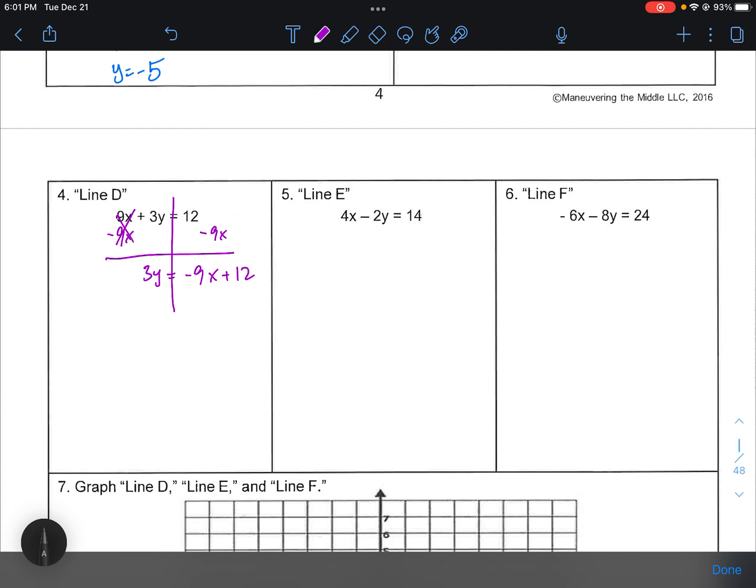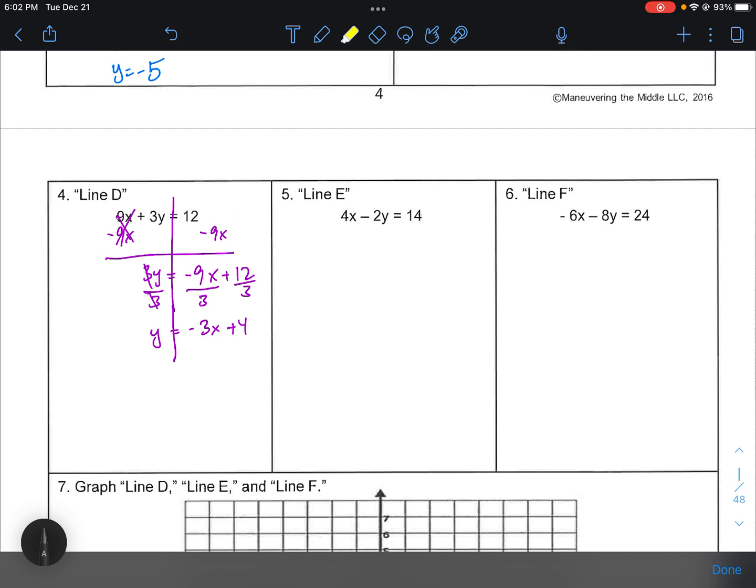The y is still not by itself, so how do I need to get rid of 3? I get rid of the 3 by dividing, because it's 3 times y. The opposite of 3 times y is dividing by 3, so that cancels out. I'm left with y. What I do when I divide the other side is basically I divide every term. So negative 9 divided by 3 is negative 3x. 12 divided by 3 is 4. So now I have my first equation for line D.